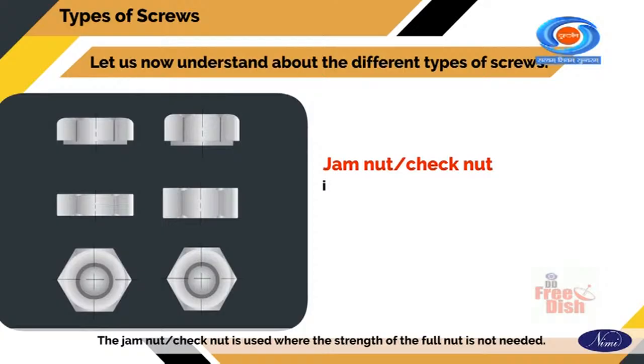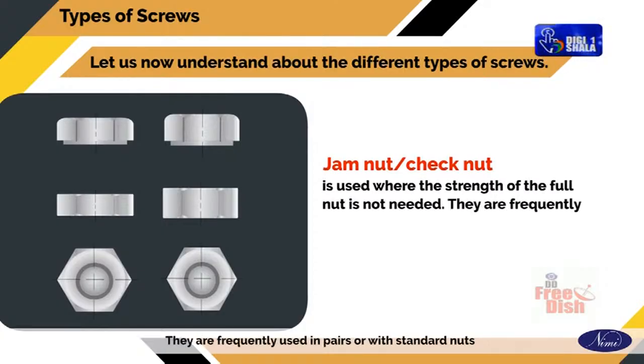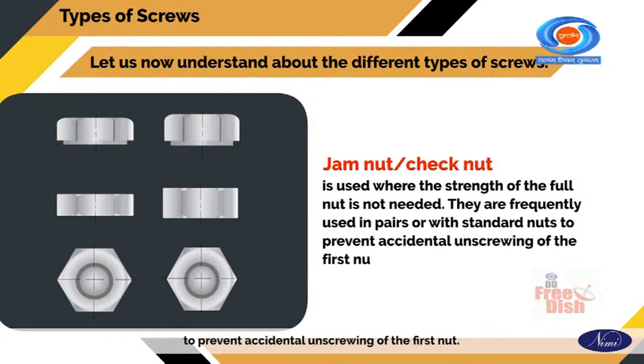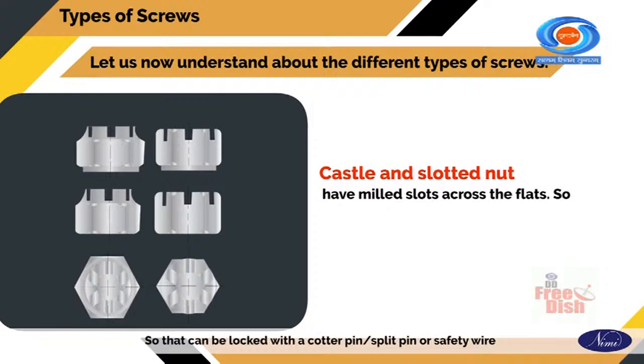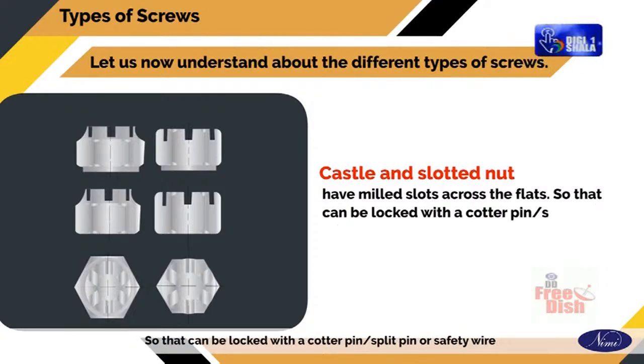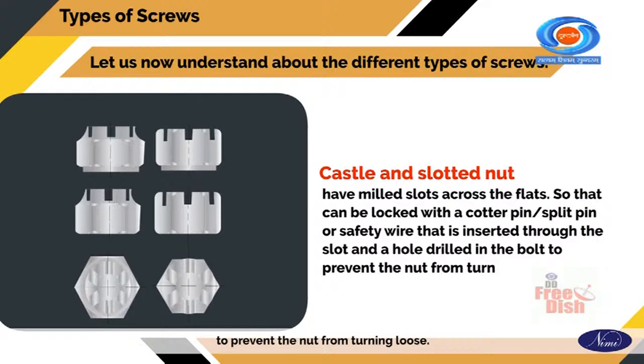The jam nut or check nut is used where the strength of the full nut is not needed. They are frequently used in pairs or with standard nuts to prevent accidental unscrewing of the first nut. Castle and slotted nuts have milled slots across the flats, so that they can be locked with a cotter pin or split pin or safety wire that is inserted through the slot and a hole drilled in the bolt to prevent the nut from turning loose.